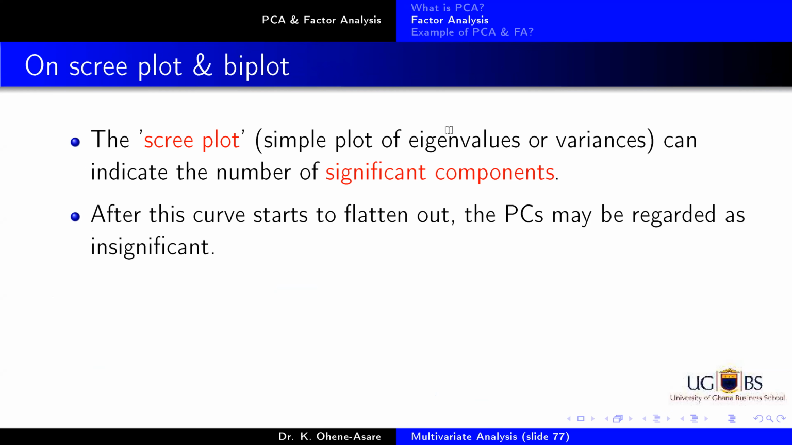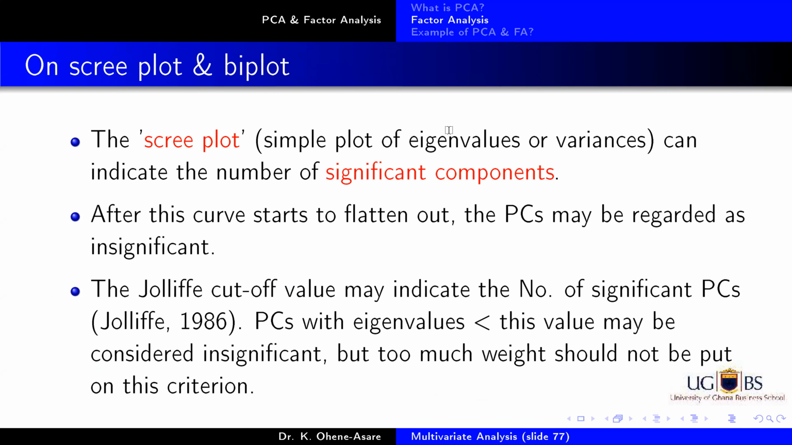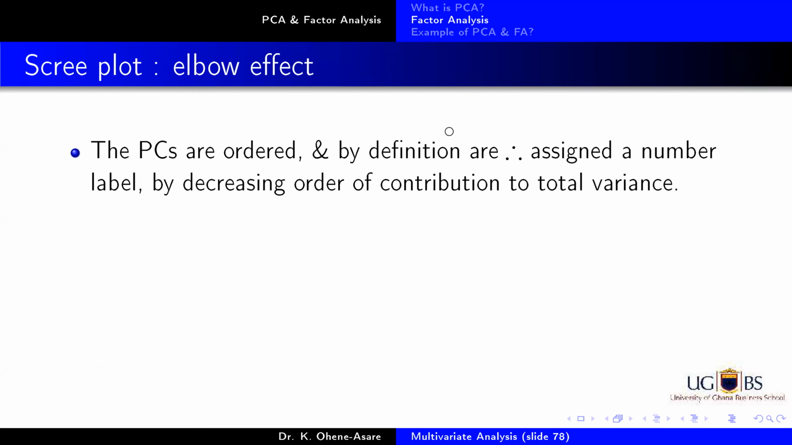Now, we've already explained this. After the curve flattens out, the principal components can be regarded as insignificant. There's something we call the Jolliffe cutoff point that will tell you the number of significant principal components. He says that principal components with eigenvalues less than this cutoff point can be considered as insignificant. But the basic thing is to go the simple way.